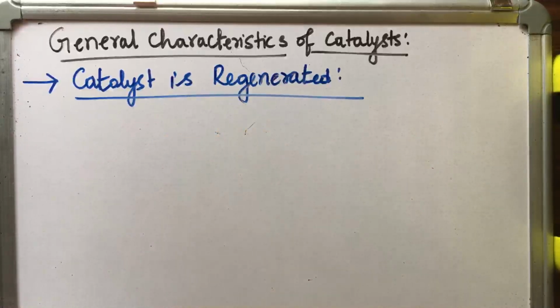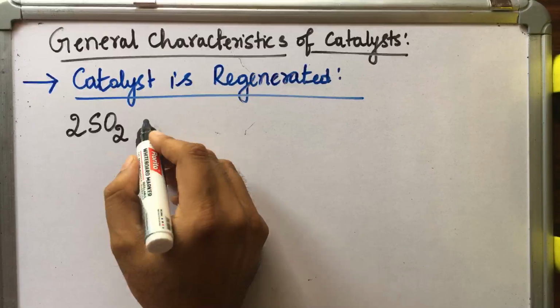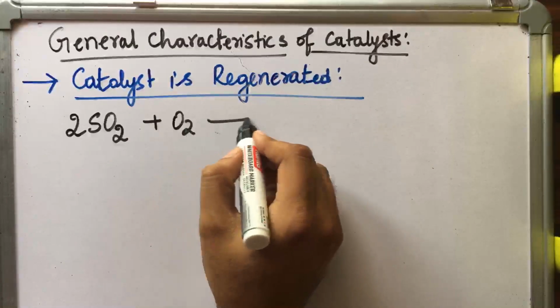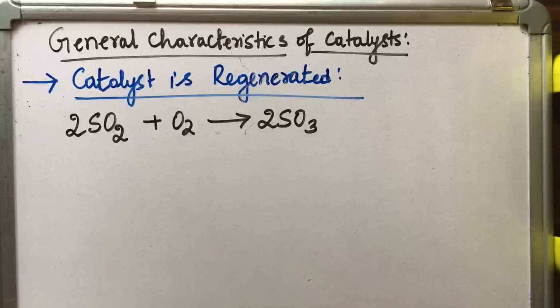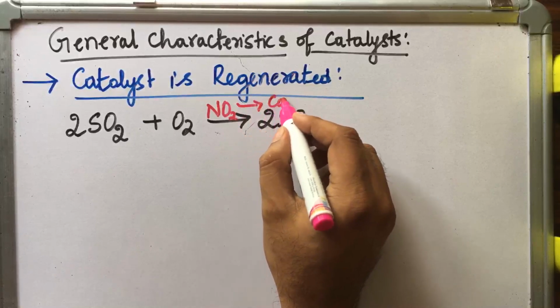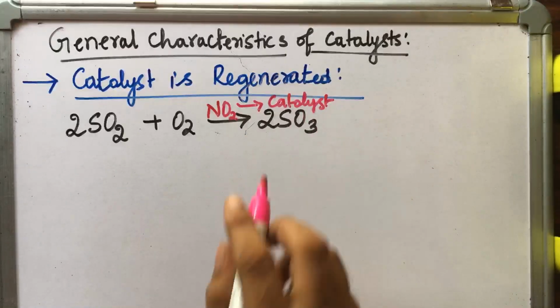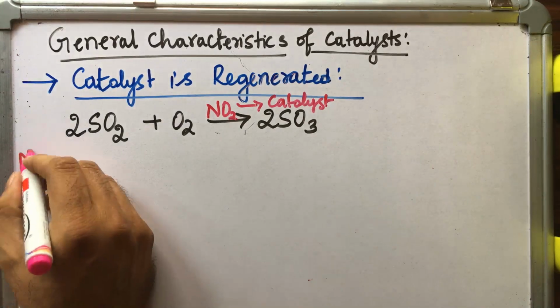Let me give you a proof for this statement. It is not being consumed. Is the point clear, students? Now let me say that we have the oxidation of sulfur dioxide, 2SO2 plus O2, leading to the formation of 2SO3. Let me say that this oxidation can be catalyzed either by V2O5, by NO, or by NO2. For illustrating, let me say NO2 is being used as a catalyst. Is it clear, students? Now let me explain the mechanism of this reaction, how the reaction takes place.